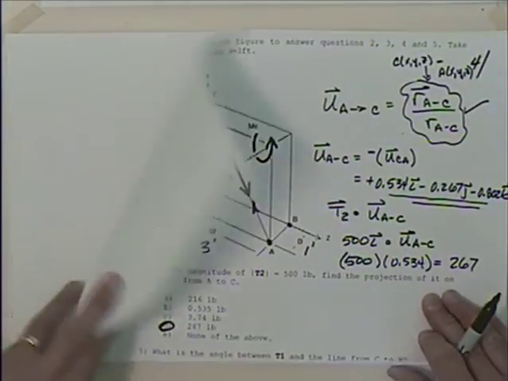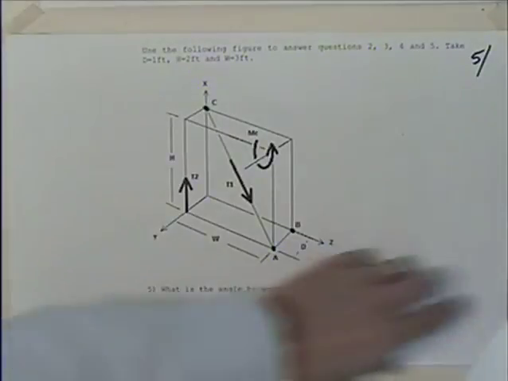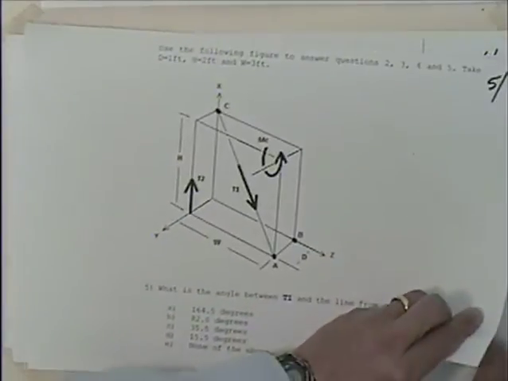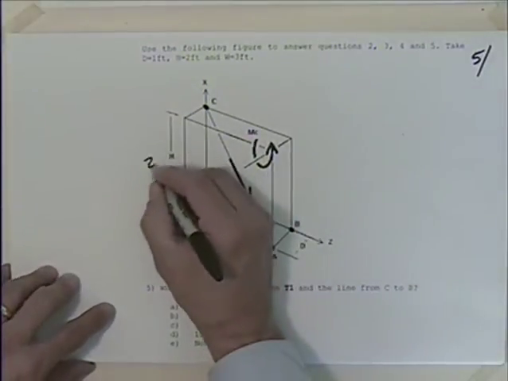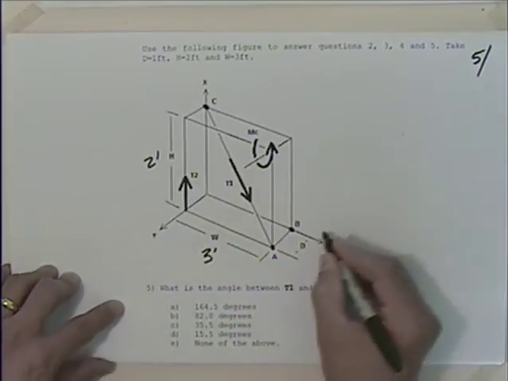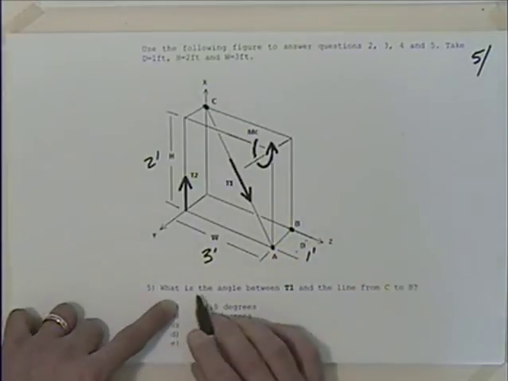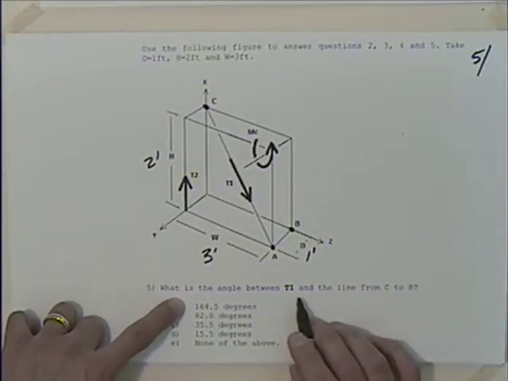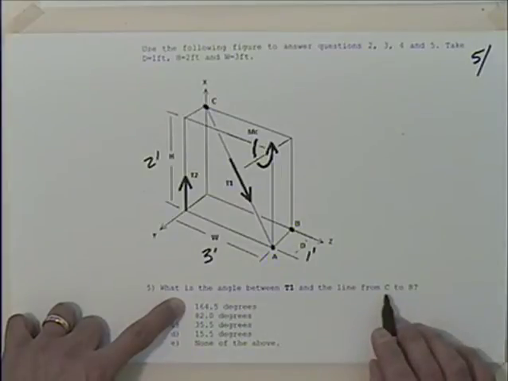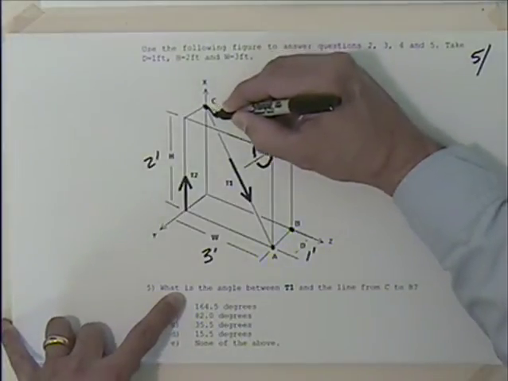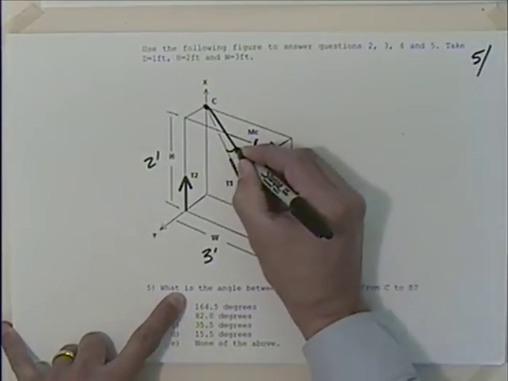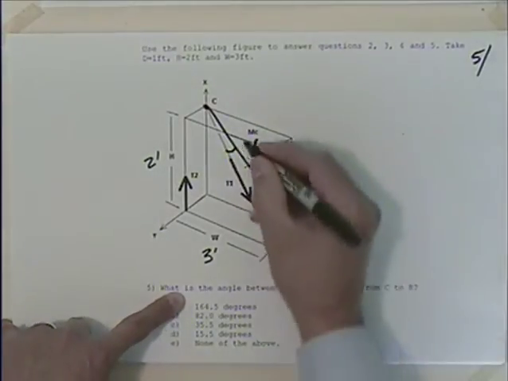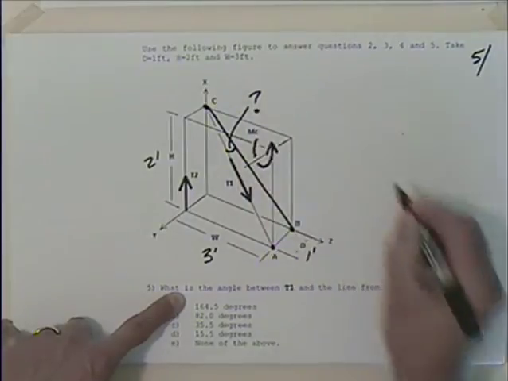Okay, so our last question here on this one, question number 5, is, again, we have 2 feet, 3 feet, and 1 foot, and we're asked, what is the angle between T1 and the line from C to B? Okay, so there's this line from C to B, and I'd like to try and find this angle in here. Okay, that's what we're looking for.